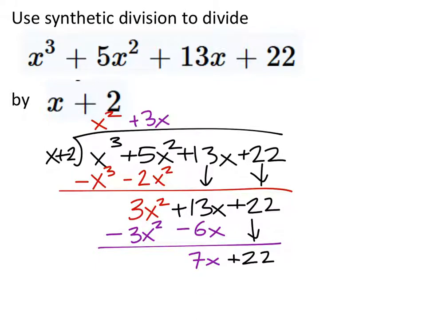Alright, then how many x's go into 7x's? 7 of them do. 7 times x is 7x. And 7 times 2 is 14, which we're going to take away there. And we have a remainder then of 8. So this would be our answer using long division, okay?